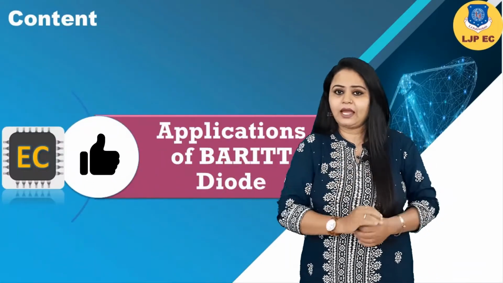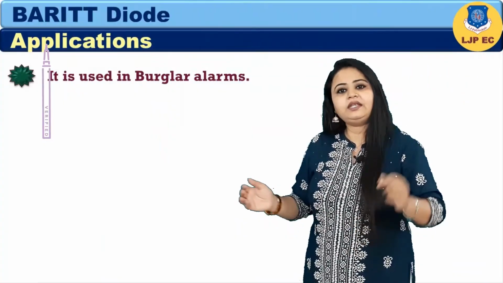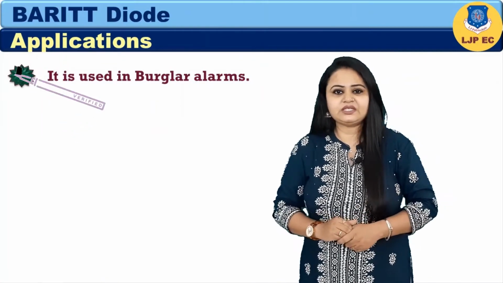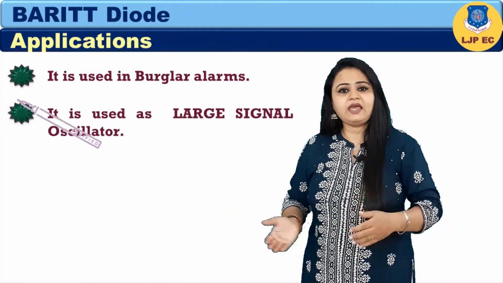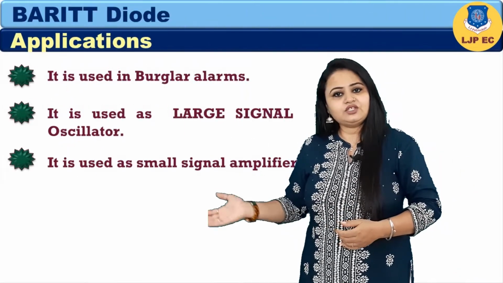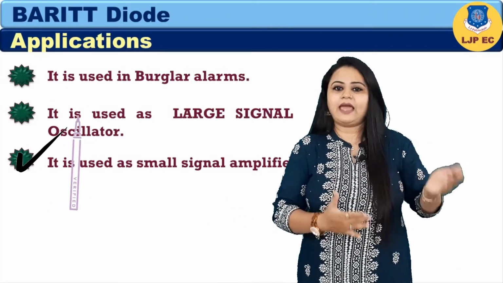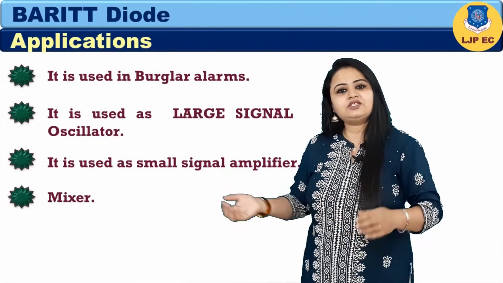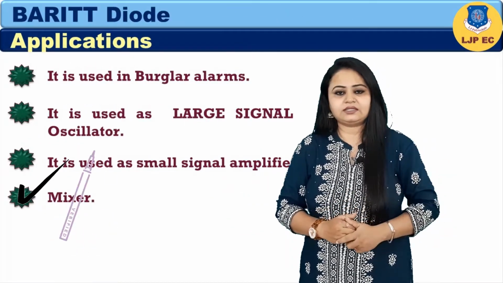Application of Barrett diode includes it is used in burglar alarms. It is used as large signal oscillators. It is used as small signal amplifiers. It is used in mixer circuits.